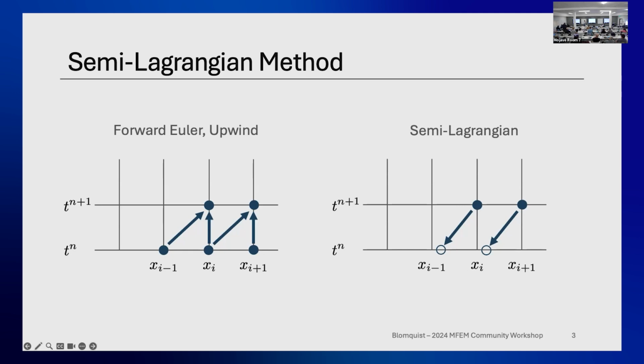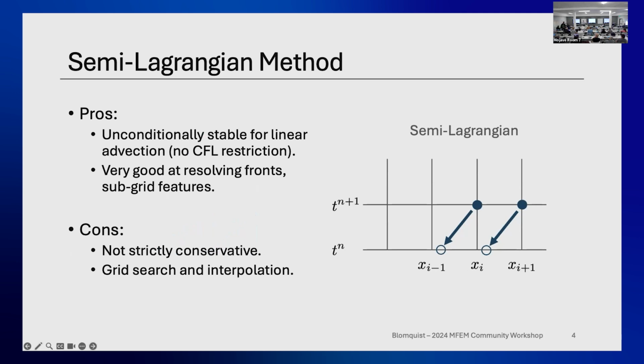And by doing this, we get rid of the typical CFL limitations that we have. So the pros: if we're doing this for a linear problem, we have unconditional stability and there are no CFL restrictions. In fact, we can even get better accuracy if we increase the CFL, provided we can interpolate well enough. The cons: this is not strictly conservative. So if we're solving something where we want conservation and we've lost that, that's kind of a bummer, or a deal breaker in a lot of cases.